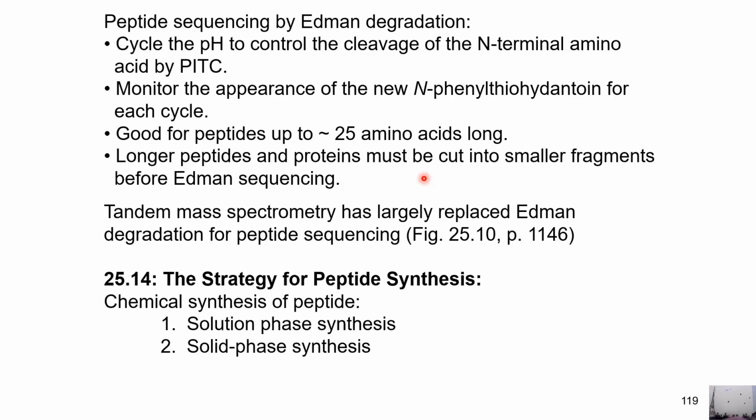So what happens during the Edman degradation? They have to cycle the pH to control the cleavage of the N-terminal amino acid by PTC. You have to monitor the appearance of the new N-phenylthiohydantoin for each cycle, and it's good for short peptides. Longer peptides and proteins must be cut into smaller pieces before Edman sequencing.